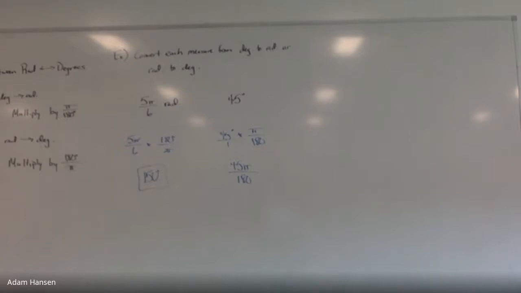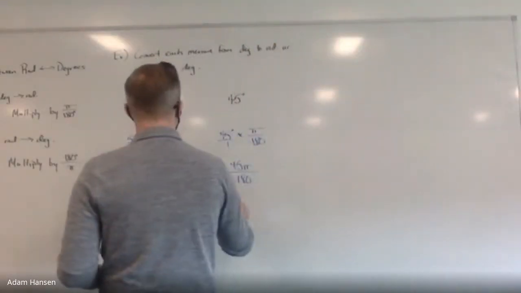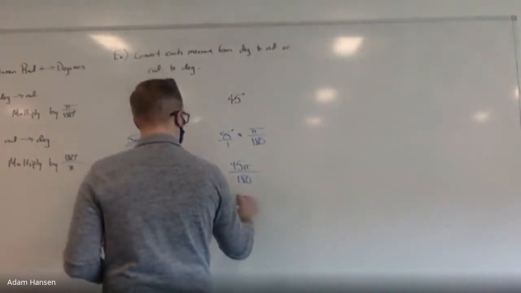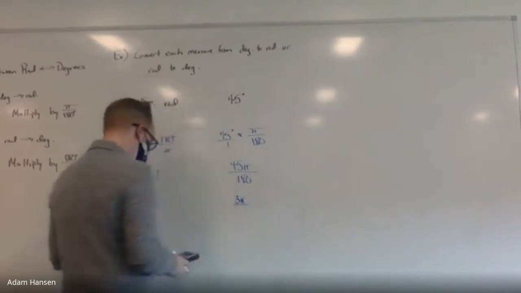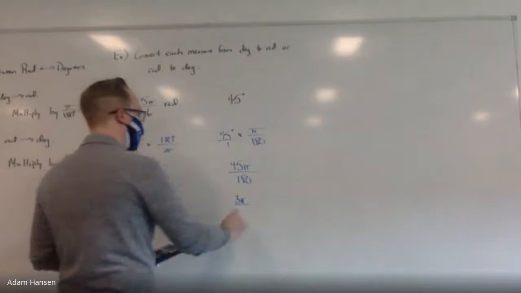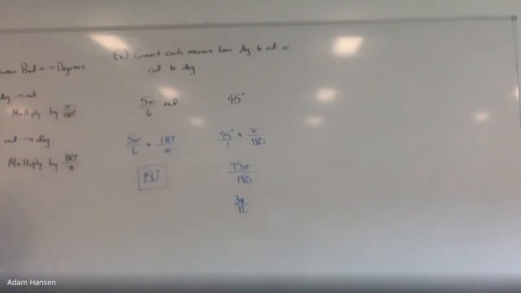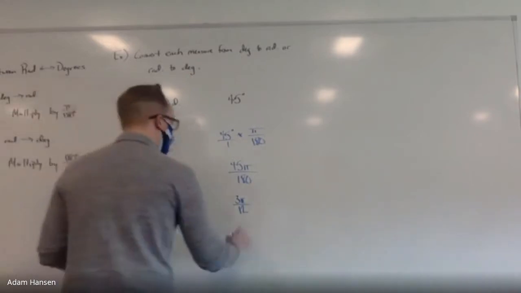Want to try 15? 45 divided by 15 would be 3. How about we try 3 pi? What's 180 divided by 15? 12. Stephen, is 3 pi over 12 in simplest terms? Yeah. So I can divide both by 3? Yep. 3 pi divided by 3 is 1 pi. 12 divided by 3 would be 4.